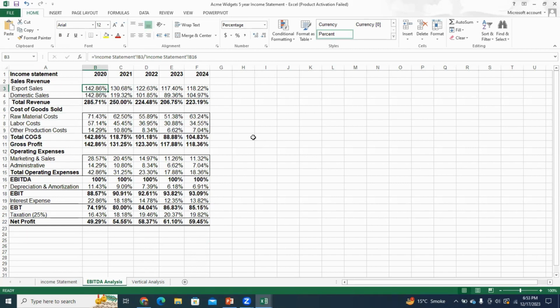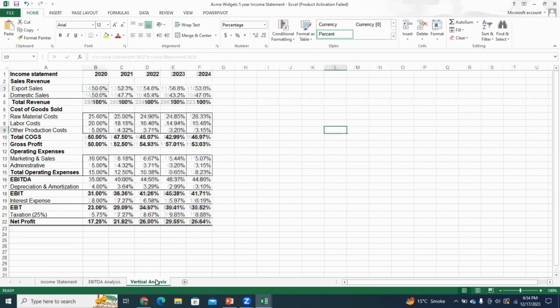EBITDA analysis and net profit analysis are techniques of finding the trends of the industry or the company in the market. These trend analyses should be shown to external stakeholders, external shareholders, or the internal management to get better performance next time.